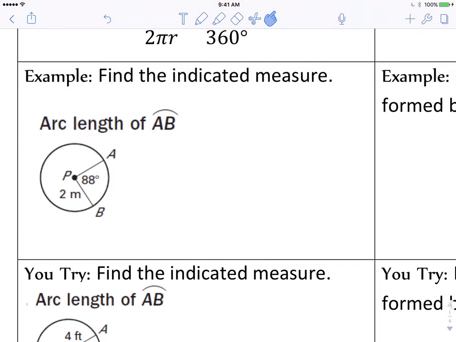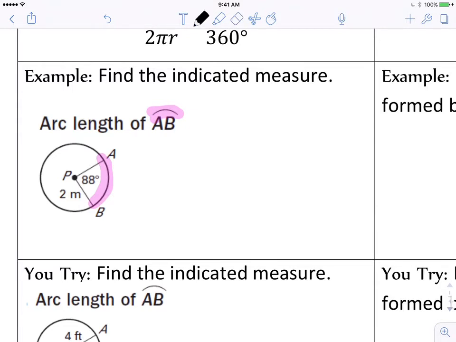So we're going to try to find the indicated measure, and just carefully look at this. We're going to try to find the arc length of AB. So you can see that arc mark up there, not unlike segments, but a little curved mark, and that means we're just trying to find the shortest distance between A and B. We're not looking for the other way around. General protocol says always the shortest one. If we want a longer one, we'd have to add in a different letter on the other side.